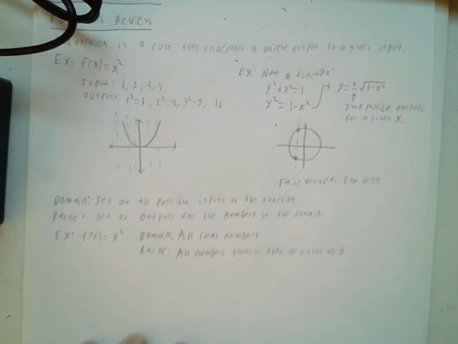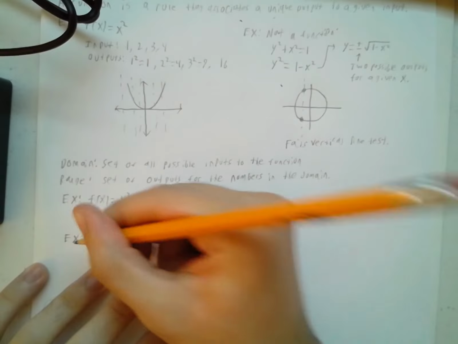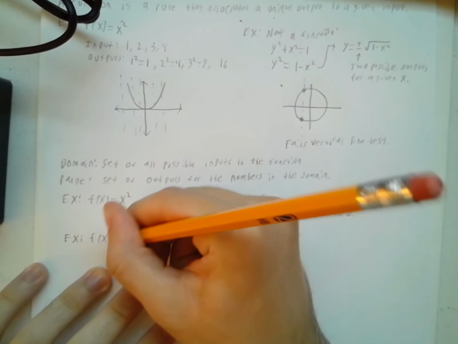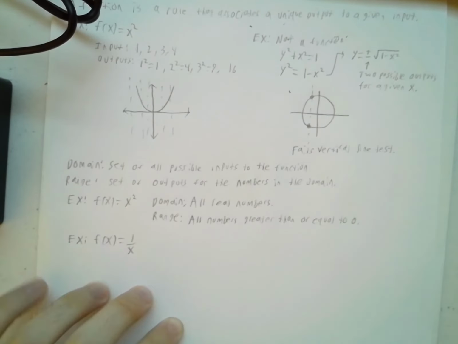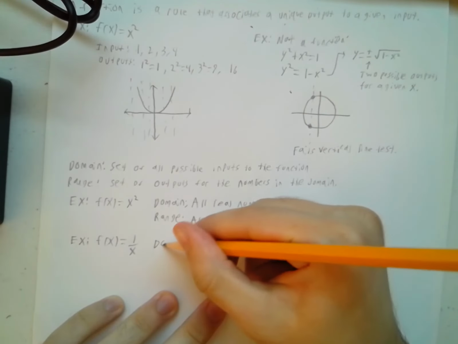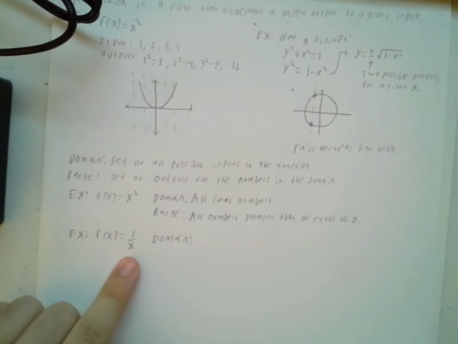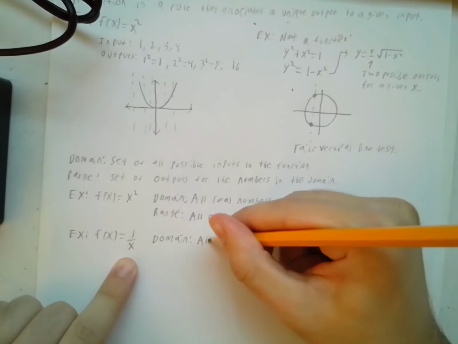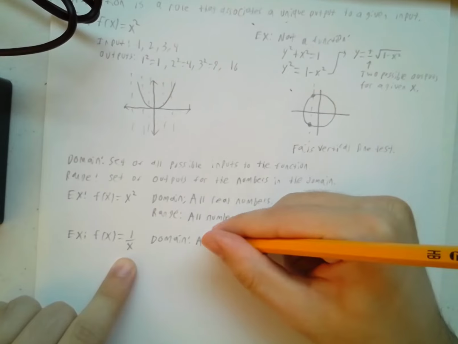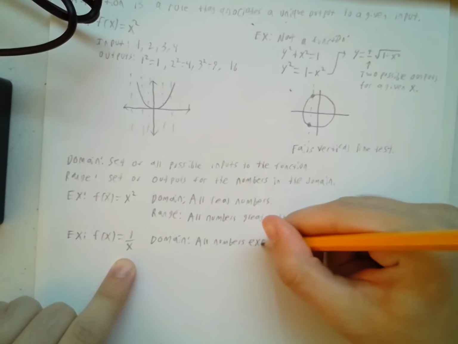So that's that function. What about a different one? f of x equals 1 divided by x. So for this function, the domain is almost all real numbers again, but we see that there's a problem if you divide by 0. So in this case, we can plug in any number to this function except 0. So the domain is all numbers except for 0.